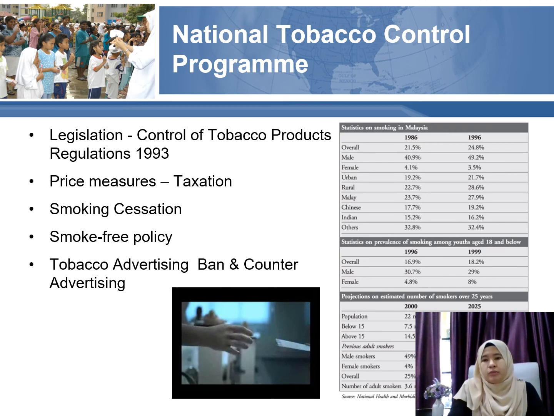Okay, so for the National Tobacco Control Program, there is legislation, the Control of Tobacco Product Regulation in 1993, okay. They have a price measure that increases the taxation, okay, have the smoking cessation program, the smoke-free policy, okay, smoke-free environment, and there is advertising, okay, the tobacco advertising ban, and counter advertising. Okay, they try to limit. This is the national tobacco control program.